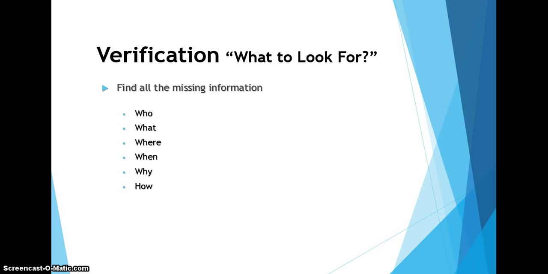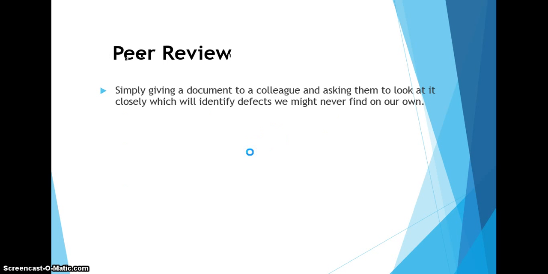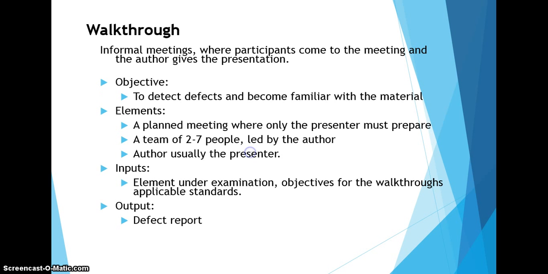Verification, what do you look for? You find all the missing information in your specifications and in your documents, and you review, right? So you find information which is who, what, where, when, and why. These are the questions which you need to ask when you are doing verification. The second method is peer review. So you give a document to a colleague and ask them to review it as a third party and find defects which we will never find out on our own. That is called peer review.